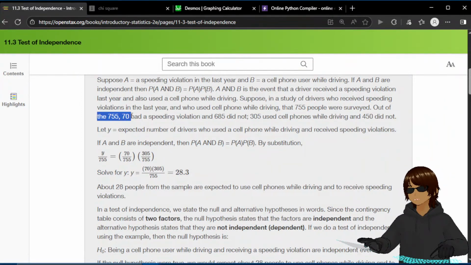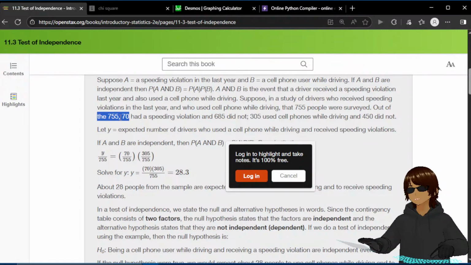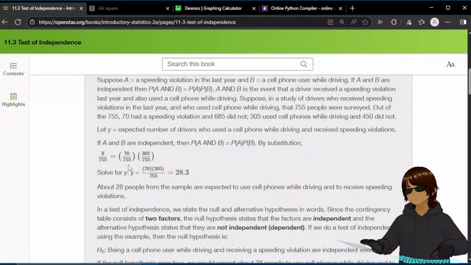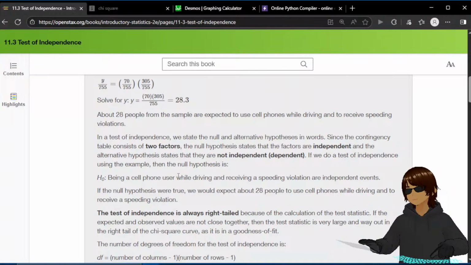Oh, I read this wrong. I thought this was one number. This is not 7,500. Out of 755, 70 had a speeding violation and 685 did not. Okay, okay. So Y divided by 755 is equal to 70 divided by 755 times 305 divided by 755. So Y is 28.3. About 28 people from the sample are expected to use cell phones while driving and to receive speeding violations.